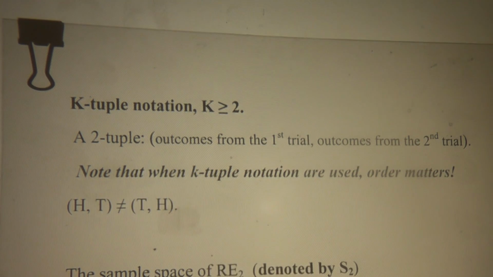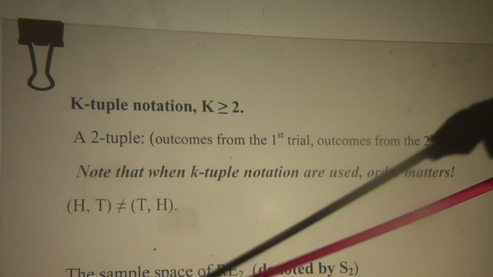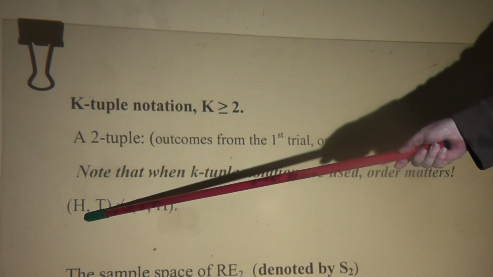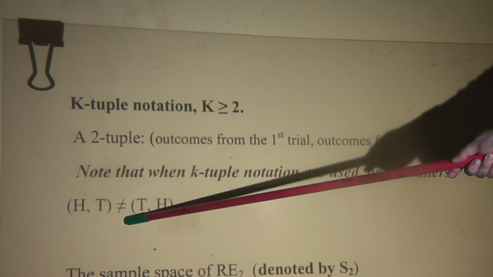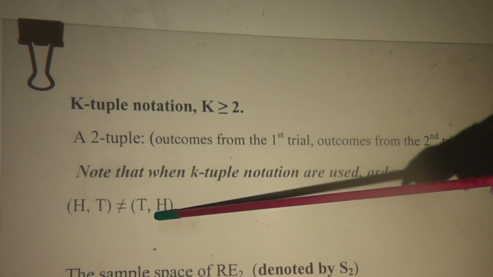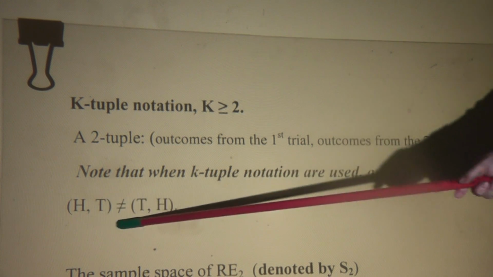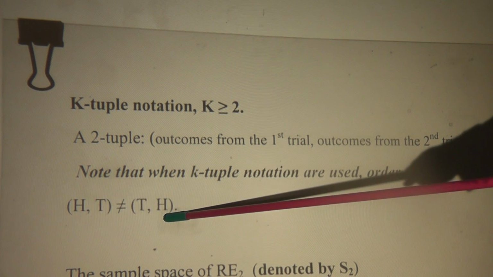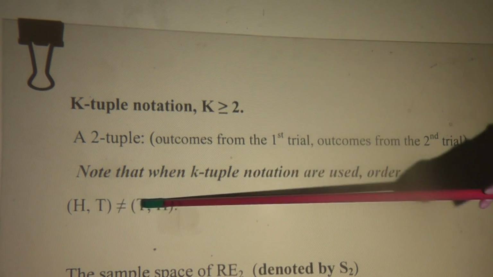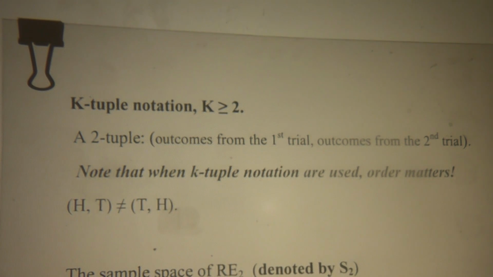Note that when tuple notation is used, order matters. For example, when we flip a fair coin 2 times, we consider head-tail is not the same outcome as tail-head. This one is the first time we see a head. This one is on the second flip we see a head. Order matters, so these two are considered 2 different outcomes.